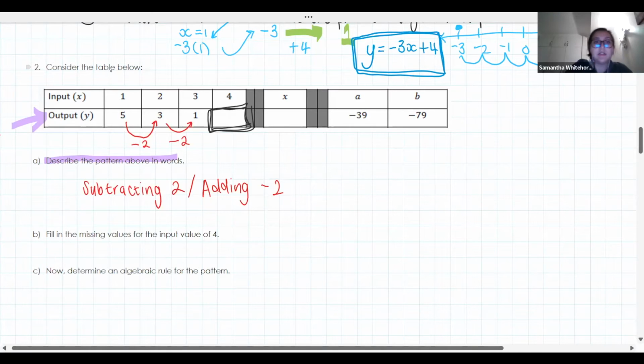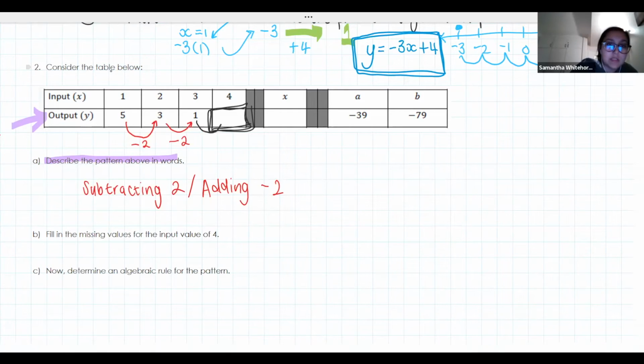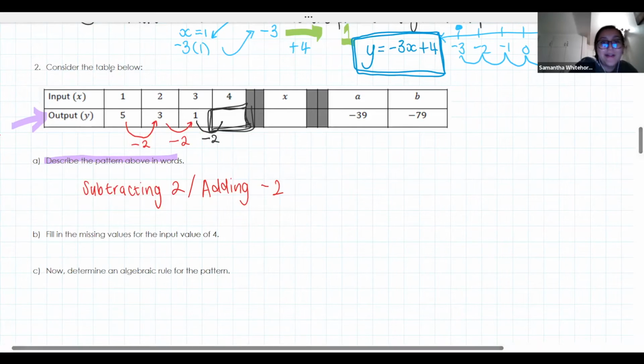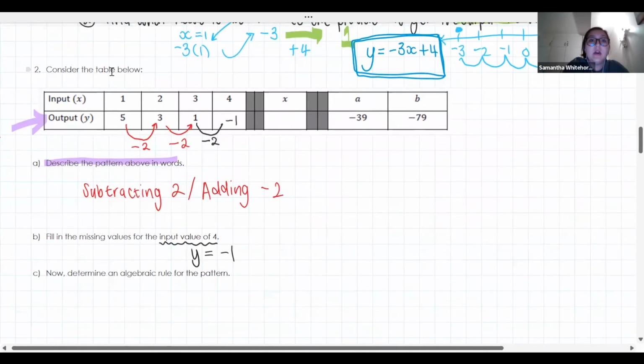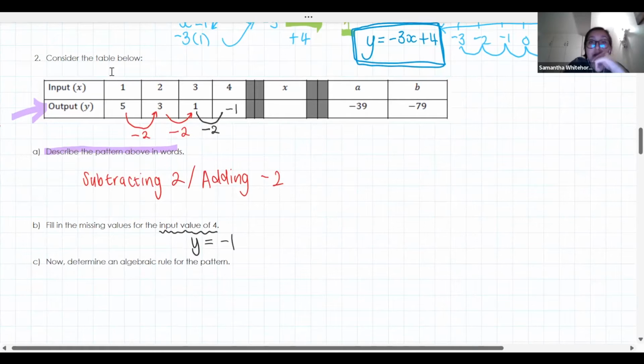Okay, good, grade 8. So if we carry on this pattern and we subtract 2 again, 1 minus 2 is -1. So when we've got an input value of 4, our output value is -1. Very nice. Okay. So the next thing we want to do is we want to find an algebraic rule.